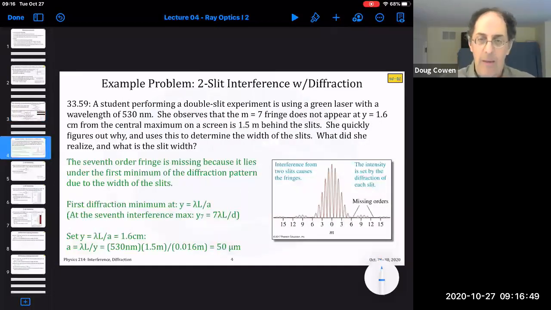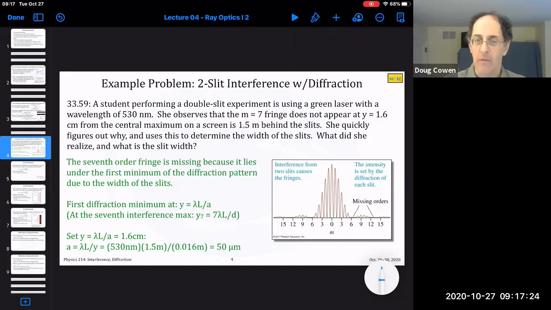So we can do an example problem that involves this effect. Let me read this through and then we'll work it out together. A student performing a double slit experiment is using a green laser with a wavelength of 530 nanometers. She observes that the m equals 7 fringe does not appear at a position y equals 1.6 centimeters from the central maximum on a screen that's 1.5 meters behind the slits. So she quickly figures out why that's the case and then uses that to determine the width of the slits.